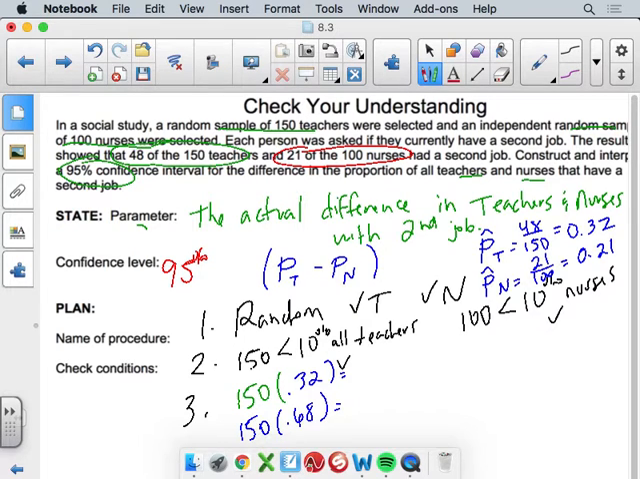30% of 150 is already like 48. Yeah, so it's really high. Check. We're way higher than 10. 100 times 21%, I know that one, is 21. 100 times 79% is 79. So those are definitely checks. Big enough. For sure.